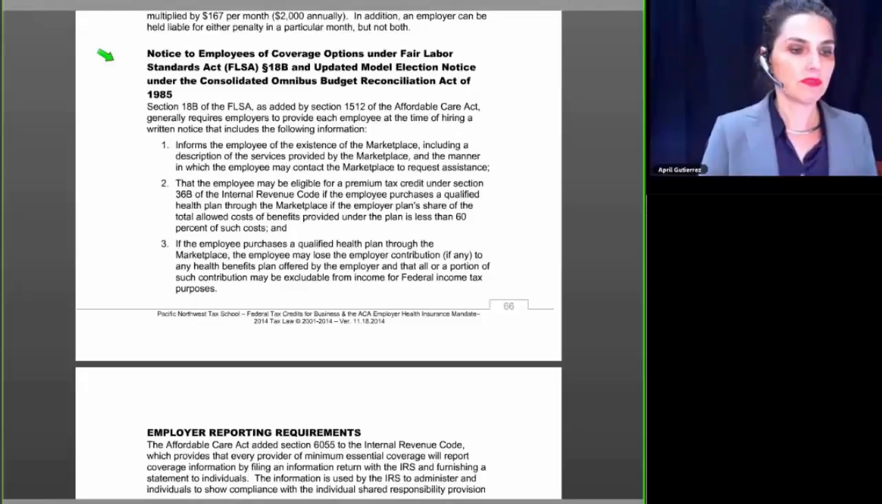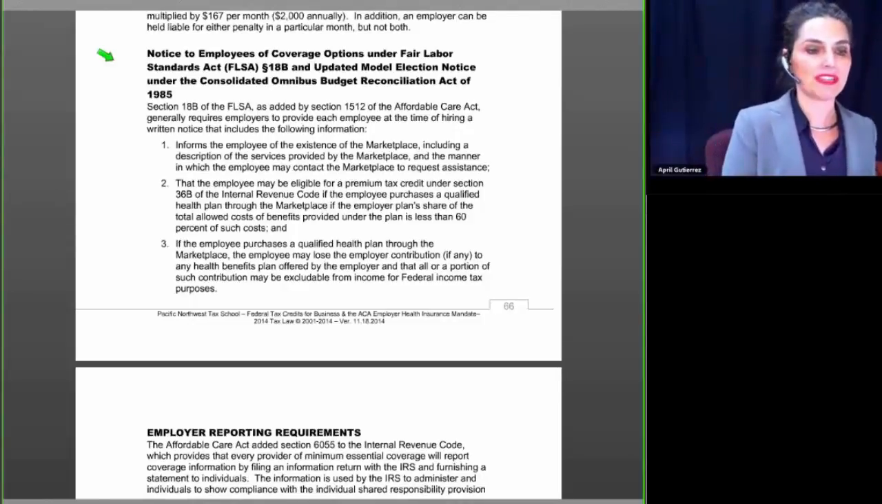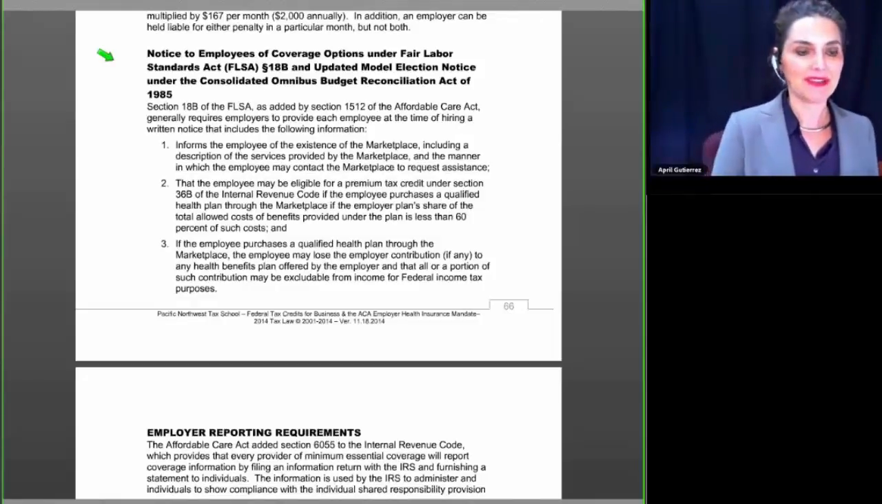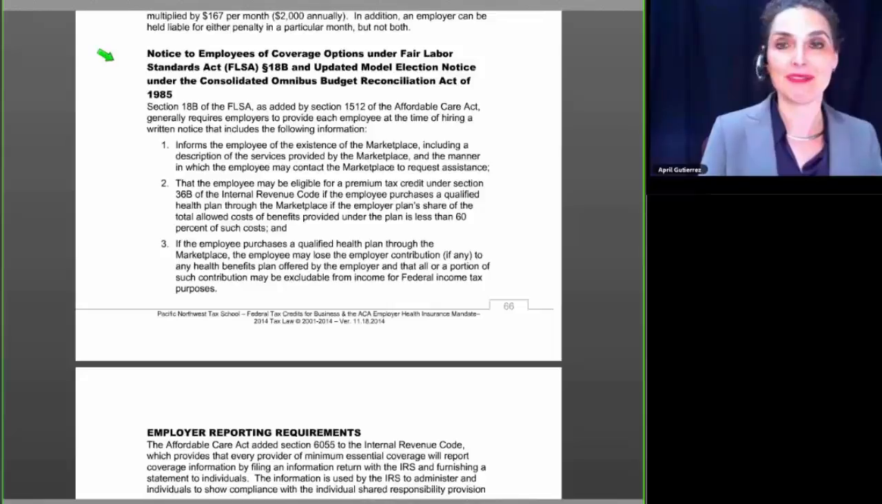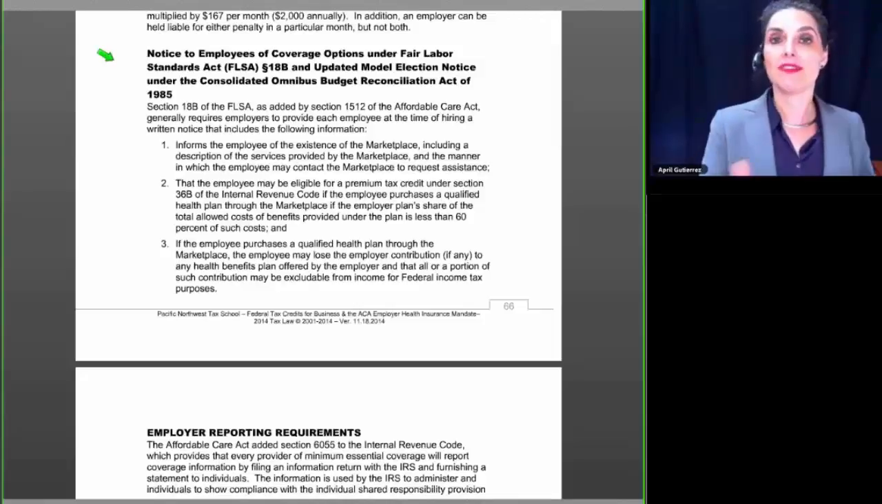Now, there is also a notice that employers must give to their workers. This notice to employees is called Notice to Employees of Coverage Options under the Fair Labor Standards Act, FLSA, Section 18B, and updated model election notice under the Consolidated Omnibus Budget Reconciliation Act of 1985. That's a mouthful. So essentially, when an employer hires a worker, the employer is required to provide that worker with particular information. And the information that the employer must provide to the employee is as follows.